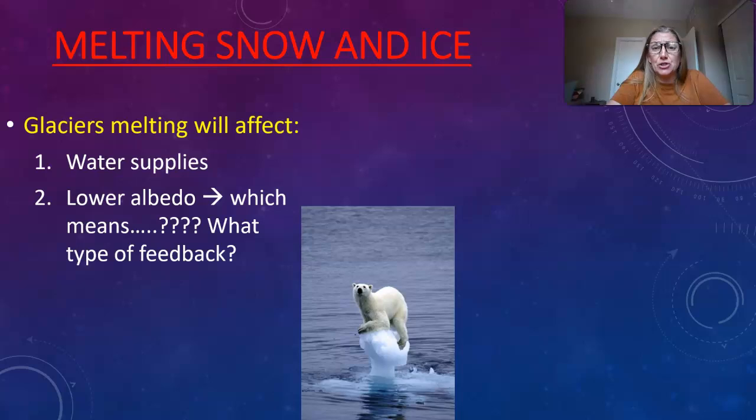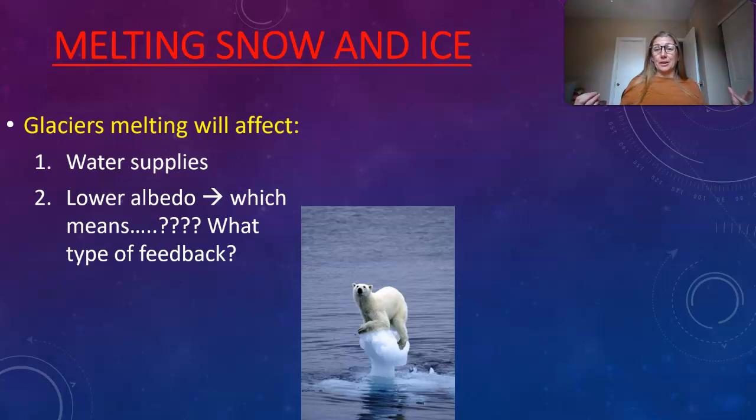Dark surfaces like soil or the dark ocean water, or even asphalt and concrete, are dark in color, and so they absorb a lot of that heat. So what that means is, if I have less ice and snow, instead of the land being covered by snow, the snow is gone, and now we just have soil, let's say.